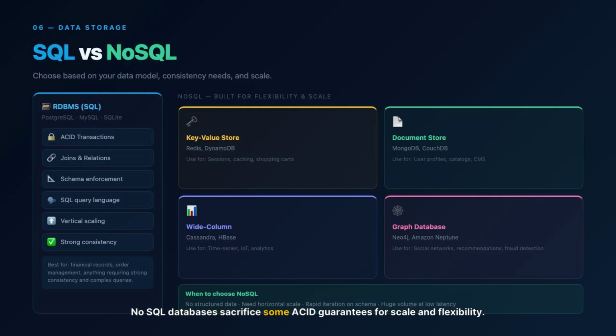NoSQL databases sacrifice some ACID guarantees for scale and flexibility. There are 4 main types. Key value stores like Redis and DynamoDB offer ultra-fast lookups by key, perfect for sessions and caching. Document stores like MongoDB store JSON-like documents with flexible schemas, ideal for user profiles and catalogs.